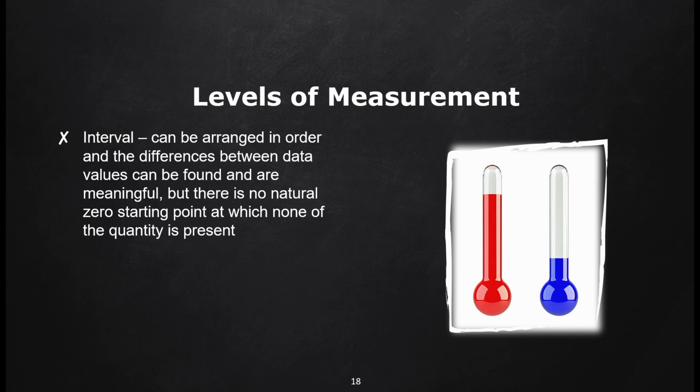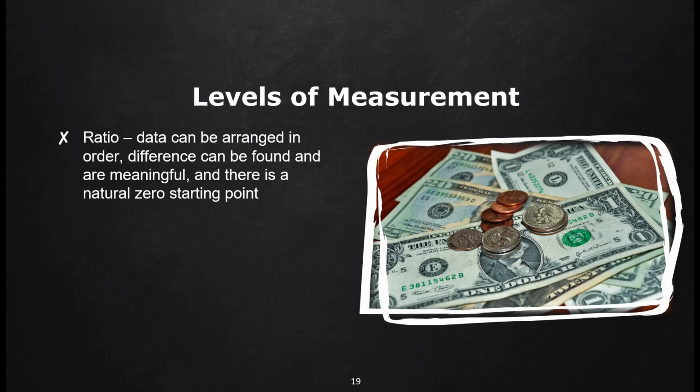And last but not least, we've got ratio. So this is like the pinnacle of the levels of measurement here. It's data that can be arranged in order. A difference can be found, and they're meaningful. And there is a natural kind of baseline zero. And the example that I've got here in the picture is money, right? If you've got $50 and then next week you have $100, then $100 is more than 50, right? You have more money than the previous week.